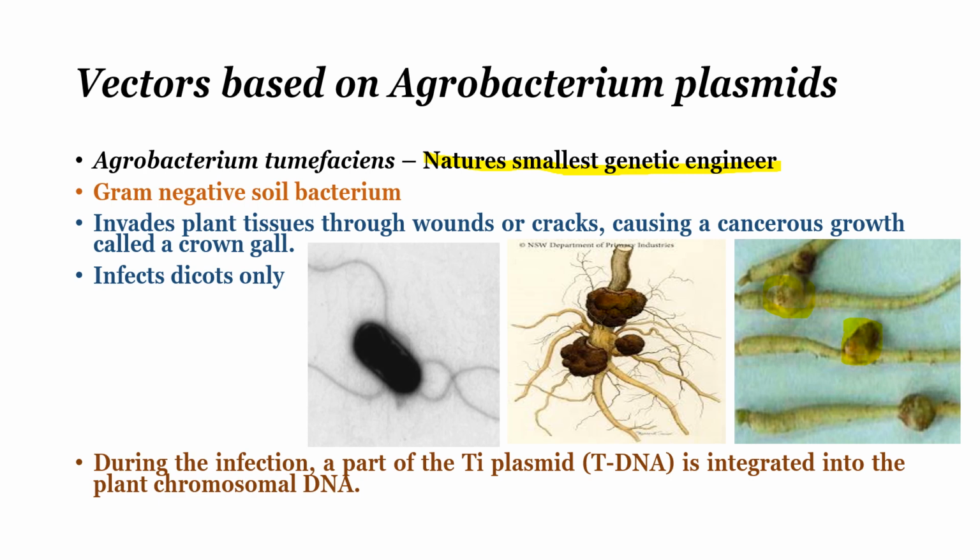Now, how is this bacterium attracted towards the plant? Obviously, when there is a wound or crack in the plant, certain compounds come out of the plant and attract this bacterium to this site, and mostly it infects dicot plants. During the infection, a part of a plasmid known as the Ti or tumor inducing plasmid present in agrobacterium is integrated into the plant chromosomal DNA. That's why it is termed nature's smallest genetic engineer.